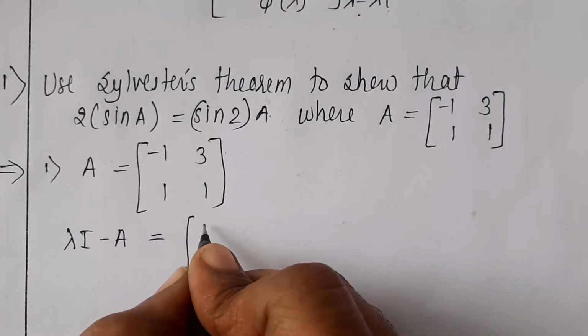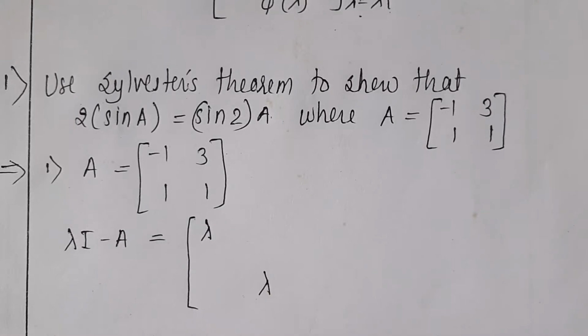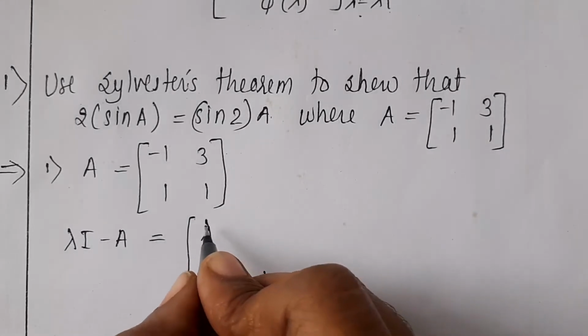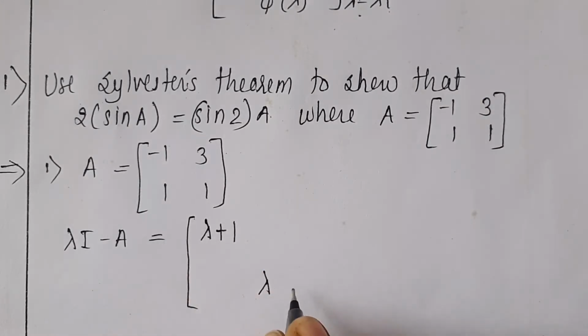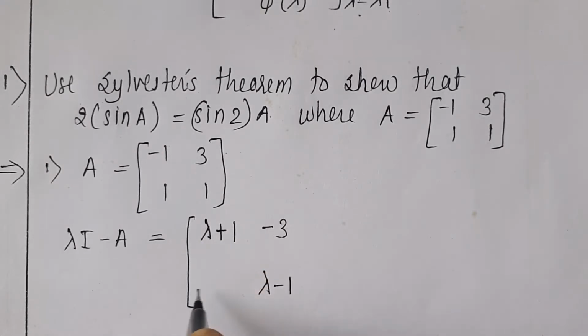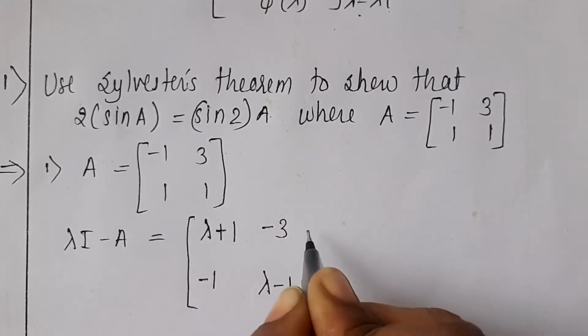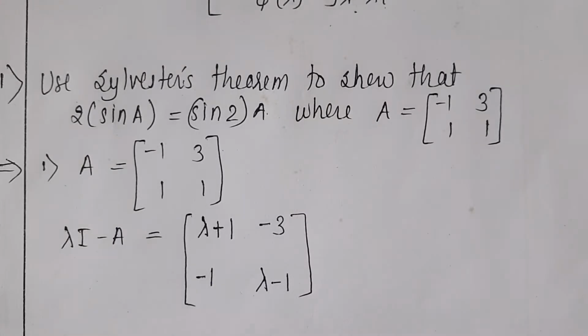Minus A means what we write first? We write first lambda in the diagonal, and then subtract the diagonal element from this. So this becomes lambda plus 1 and this becomes lambda minus 1, as well as we change the sign of the non-diagonal element because we are going to subtract it. So it becomes minus 3 and minus 1. So this is our matrix.